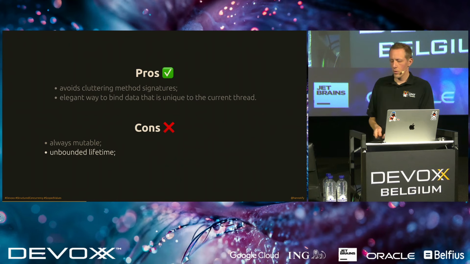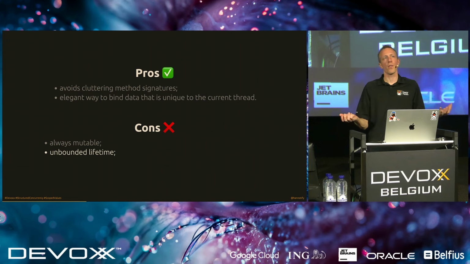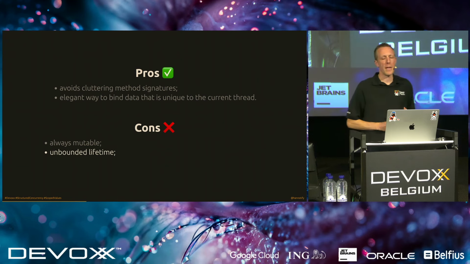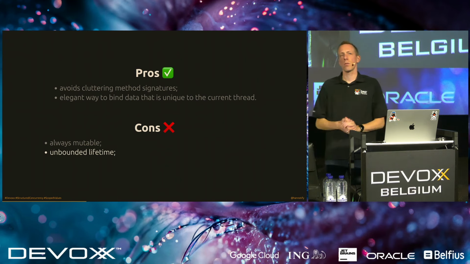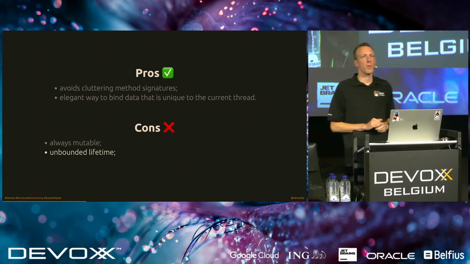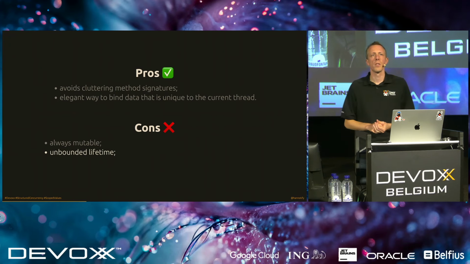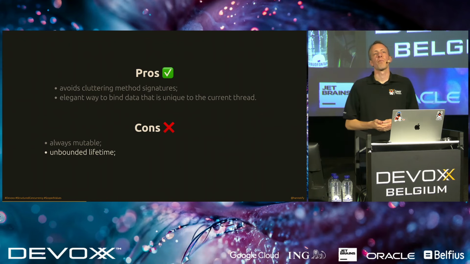And also, thread local variables have an unbounded lifetime. That is, they will be in memory until the thread terminates. Well, is that a big issue, you may ask? Well, if your thread is performing work that is done very quickly and terminates fast, then the risks are kind of small, right? But that's just the issue with classic threads.